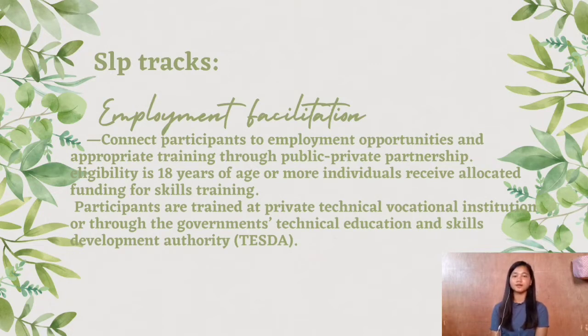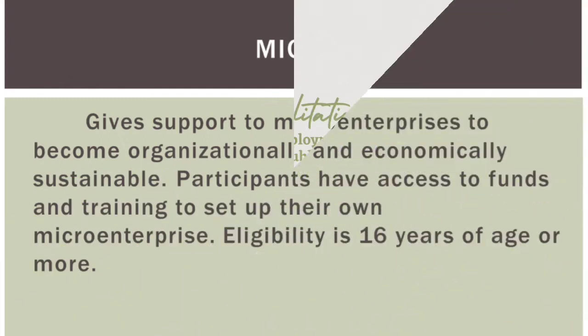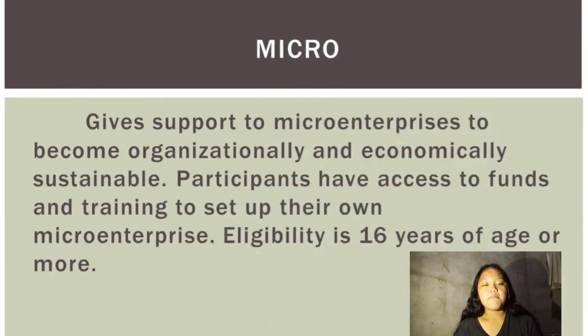Eligibility is 18 years of age or more. Individuals receive allocated funding for skills training. Participants are trained at private technical vocational institutions or through the government's Technical Education and Skills Development Authority or the DSWD. So, in continuation, micro development gives support to micro enterprises to become organizationally and economically sustainable.